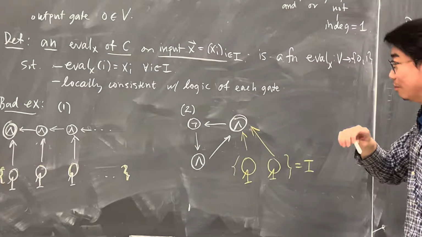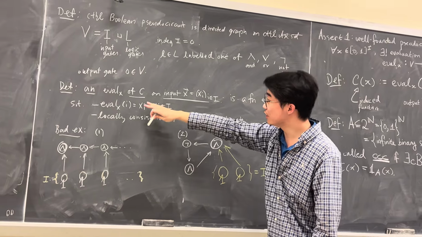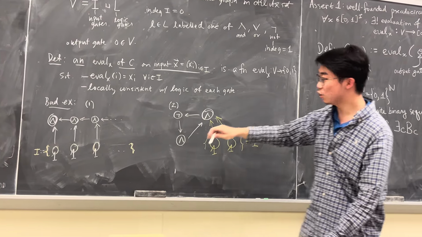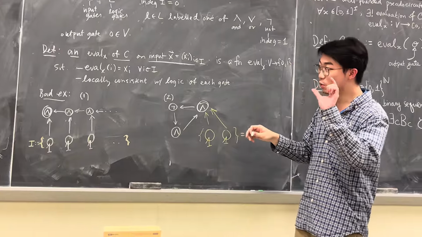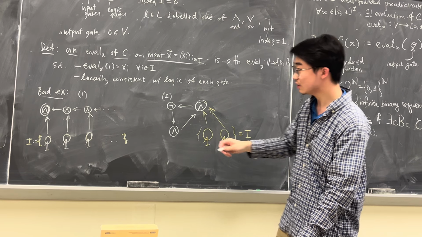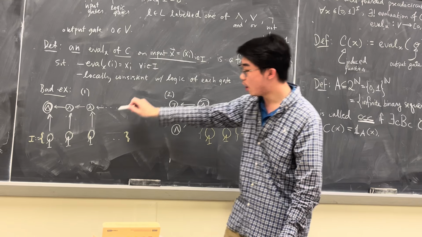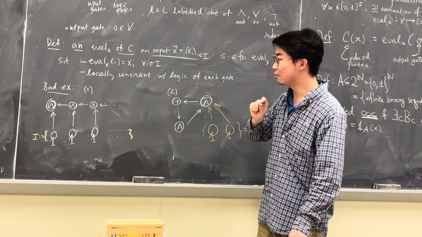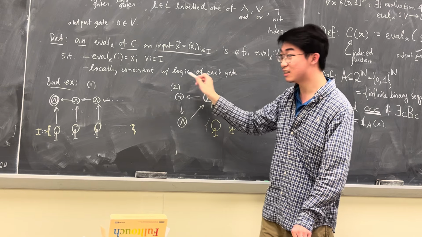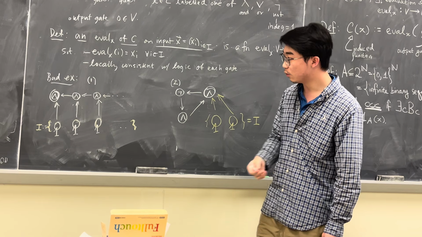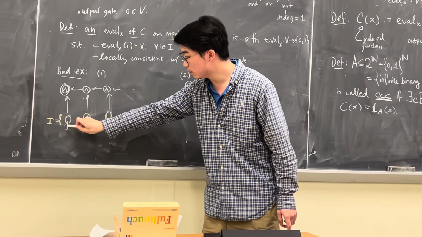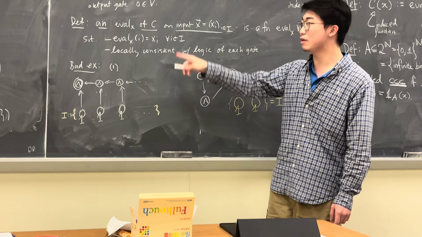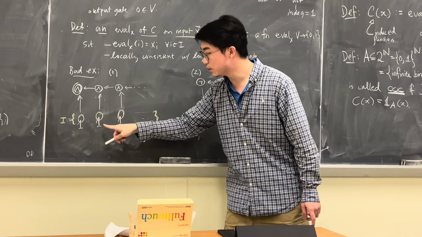Okay. I will define an evaluation of the circuit on a certain input x as a function which assigns to every gate the value 0 or 1, where I have the requirement that on the input gates, it should agree with the input that I stated. Okay. And for each logic gate, it should be consistent with the logic of that gate. For example, here, I have the input 1, 1, 1, 1 ad infinitum. And I claim that there are actually two evaluations of this circuit on this input.